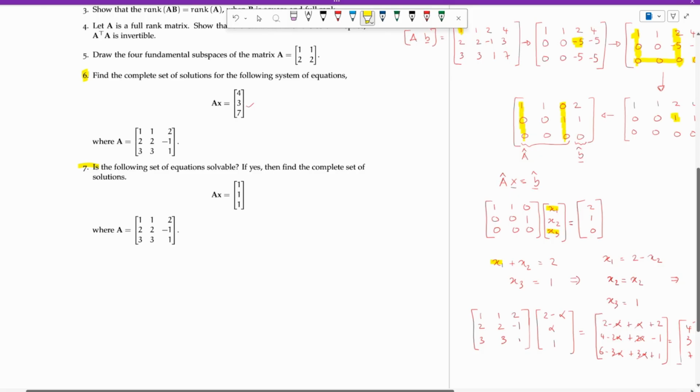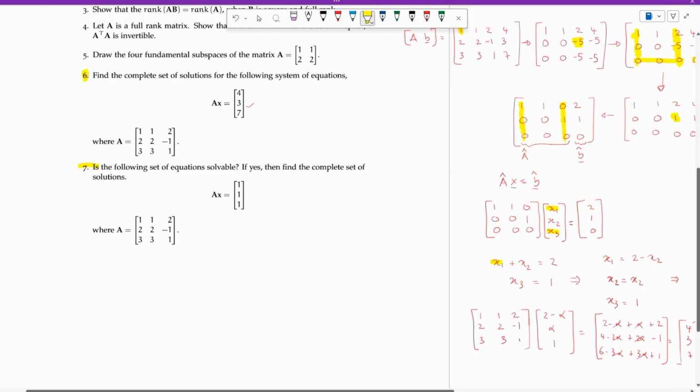Is it solvable? What is the last row that you get? When you do the reduced row echelon, you don't have to go to the reduced row echelon form. What is the last row? 0. Last element is minus 5, is it? So you get 0, 0, 0, minus 5. Is that correct?